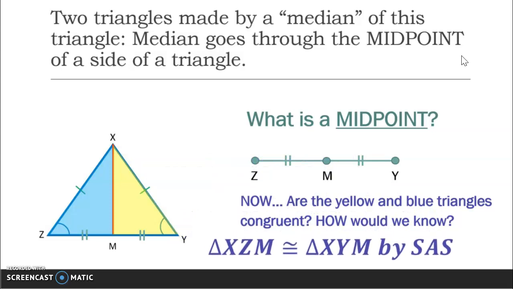Okay, awesome. And again, naming the triangles, both of these we started up at vertex X, and then we went to the outside to those base angles, Z or Y, and then we ended in the midpoint, M. And they are congruent by side angle side.